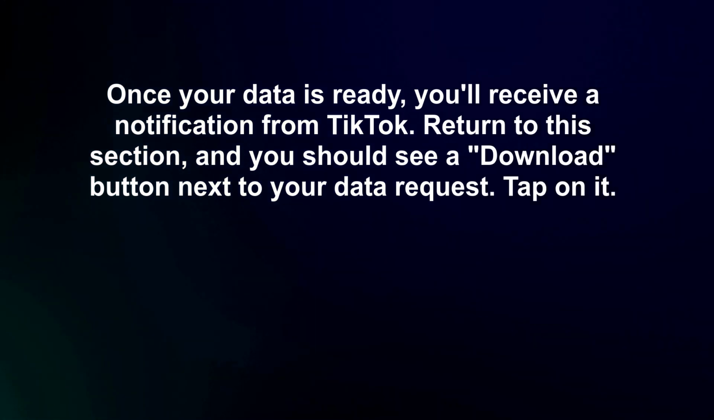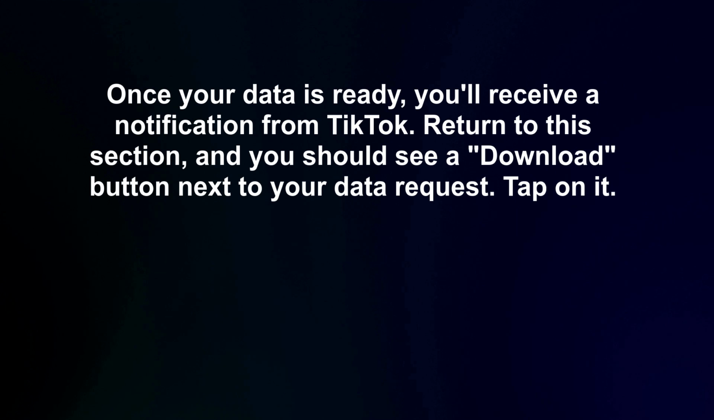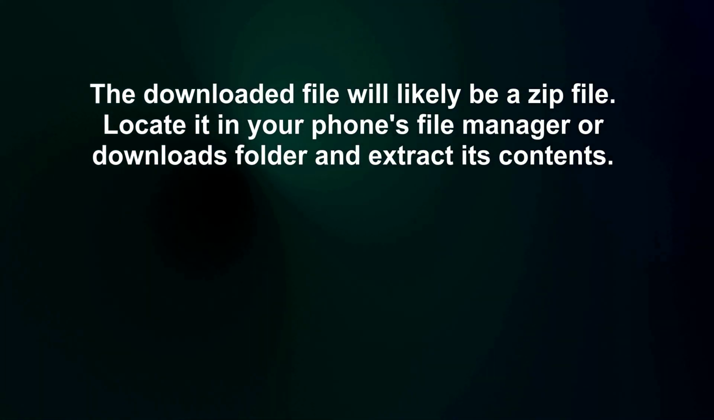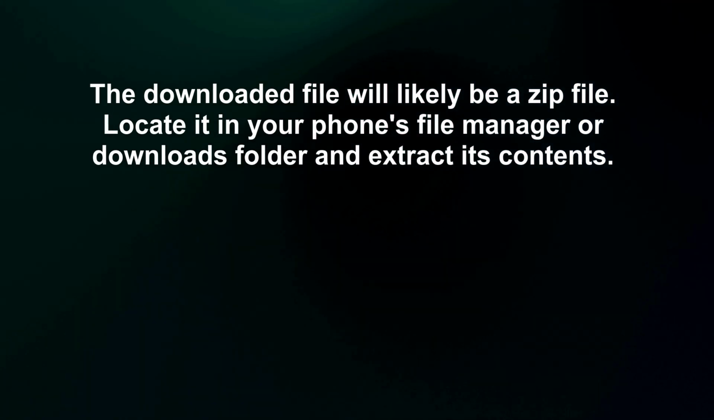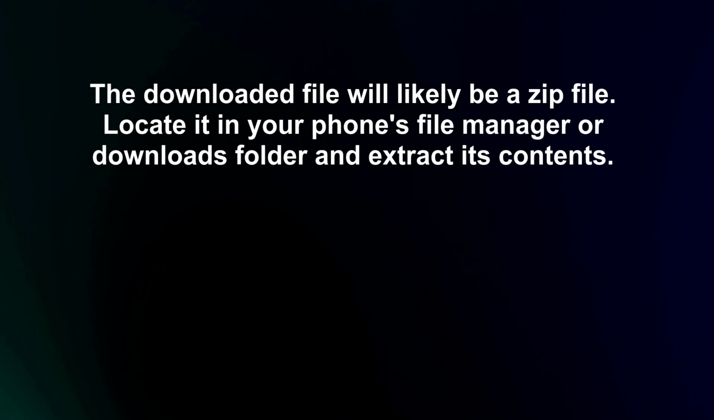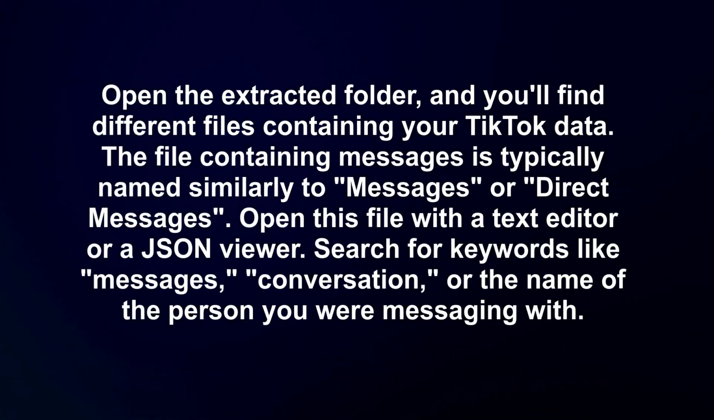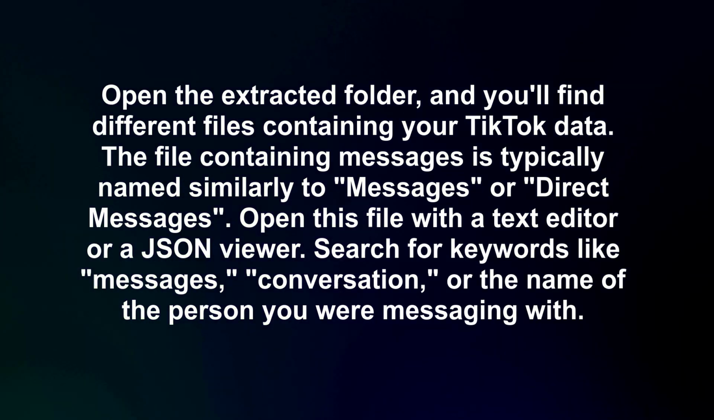Return to this section, and you should see a Download button next to your data request. Tap on it. The downloaded file will likely be a zip file. Locate it in your phone's file manager or downloads folder and extract its contents. Open the extracted folder, and you'll find different files containing your TikTok data.